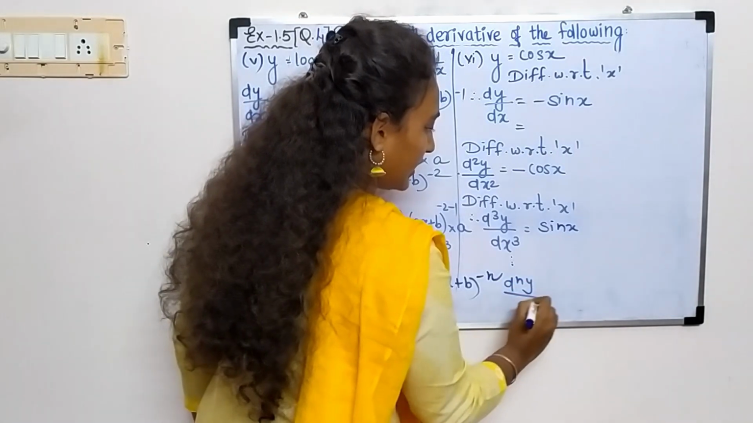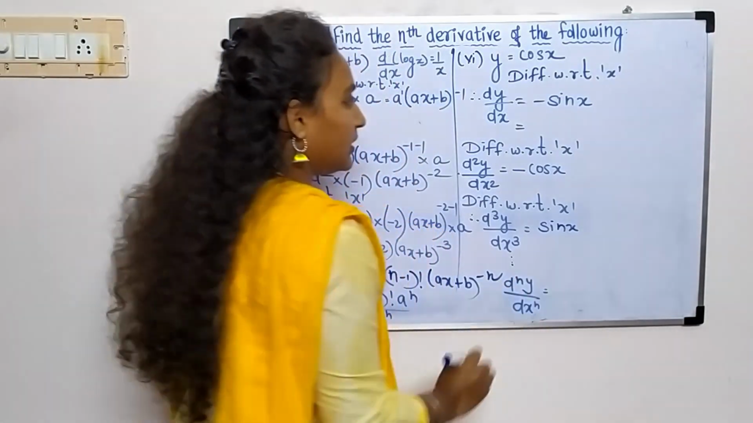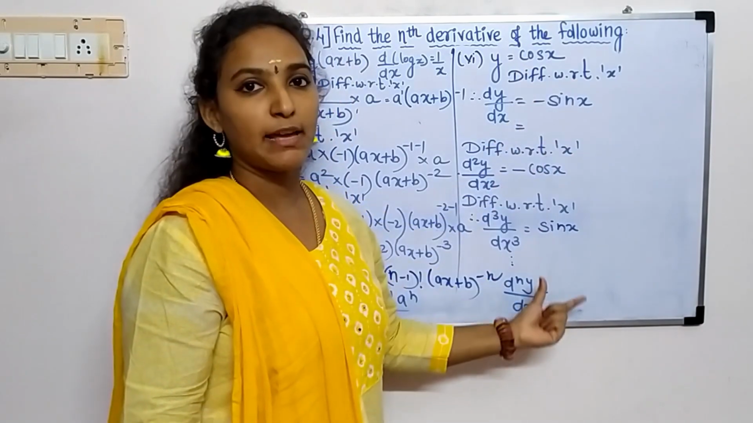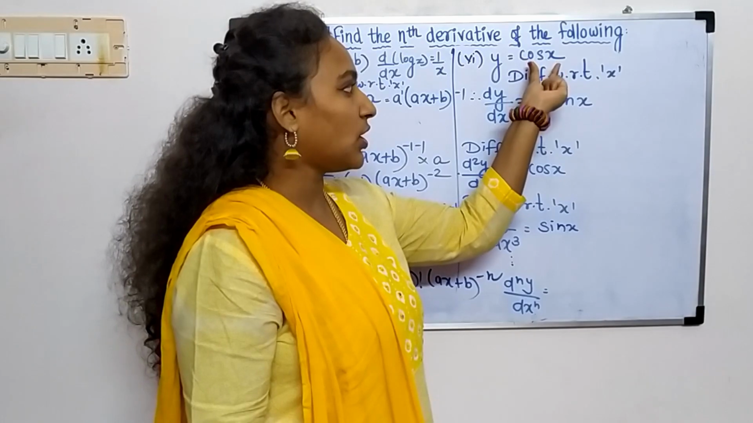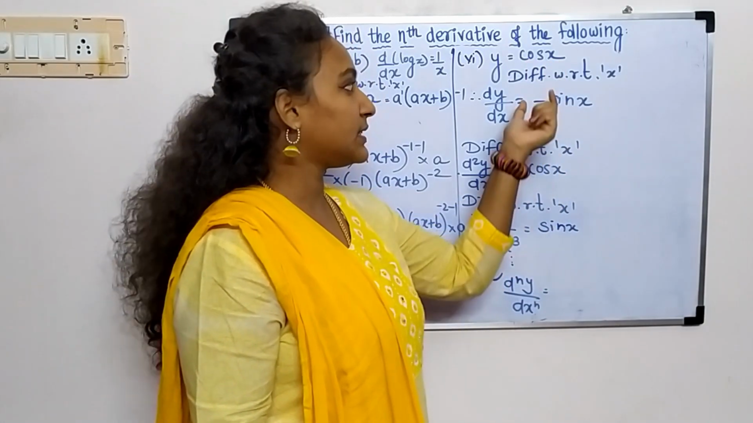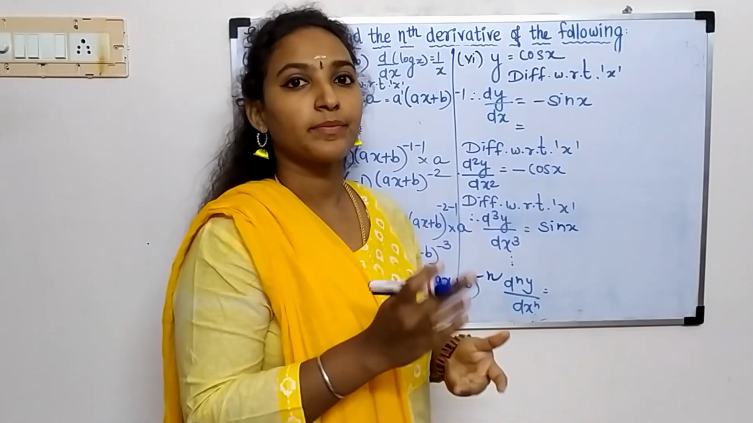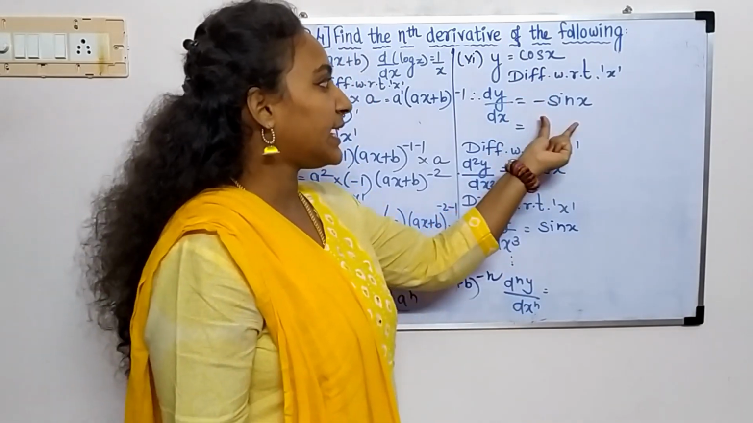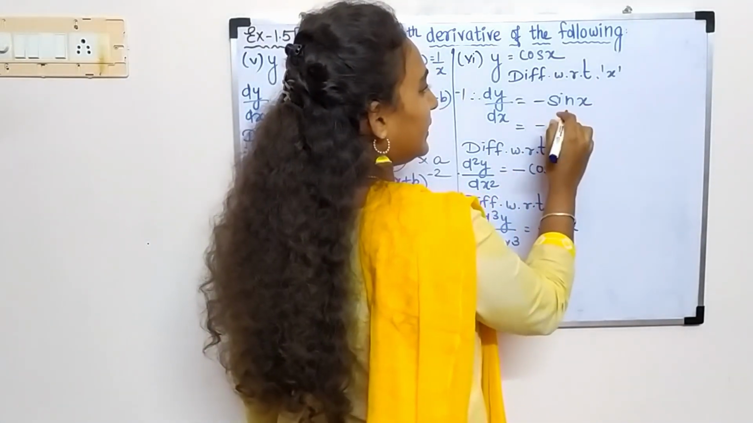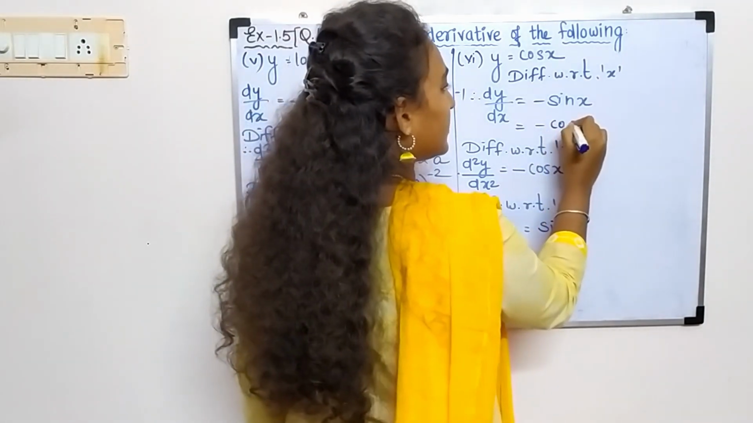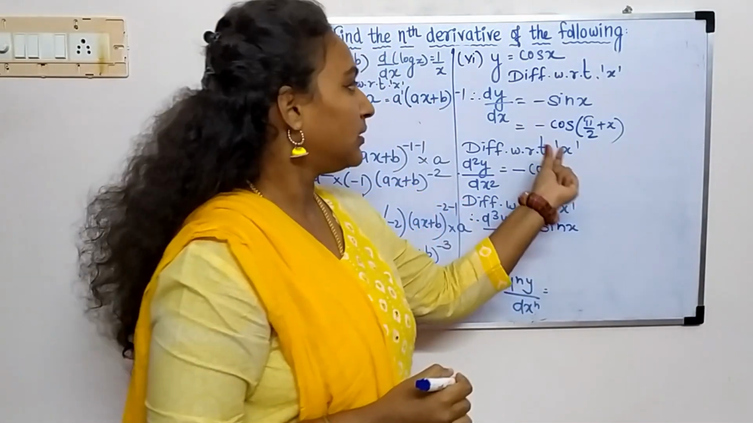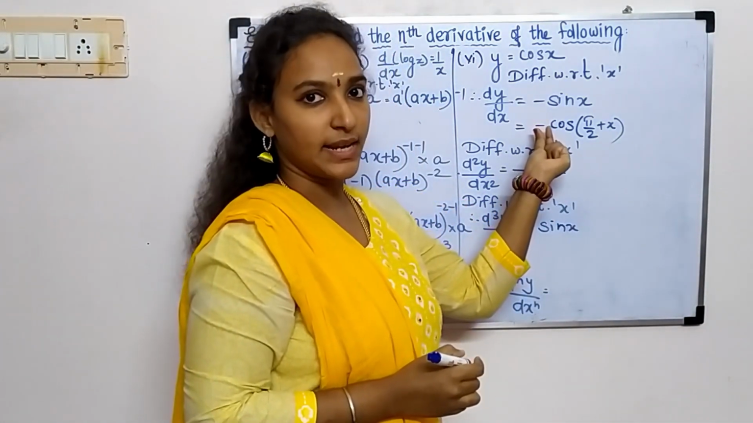So d raised to n y upon dx raised to n. For finding this, we need the same pattern. That is, here it is cos, here sin, cos, sin. It is randomly given, that is cos and sin are coming one after the other, so we have to change this sin x to cos x. So we know that sin x can be written as cos of pi by 2 plus x. We don't require this minus sign over here.